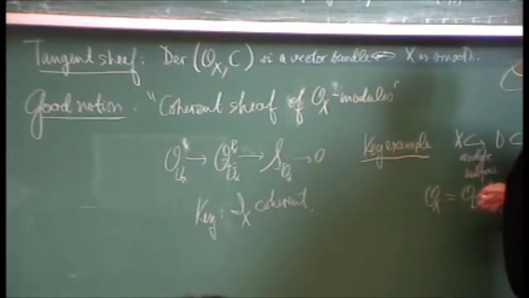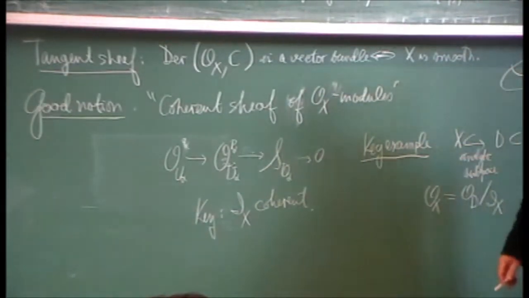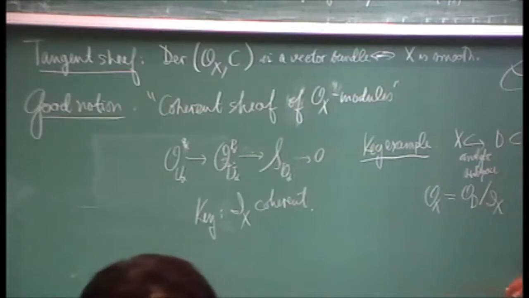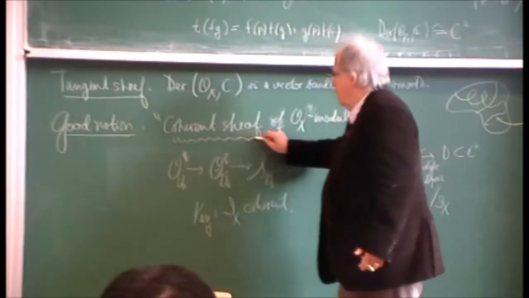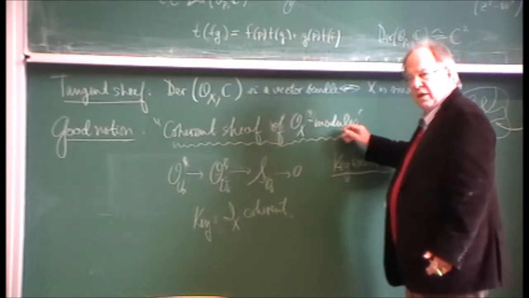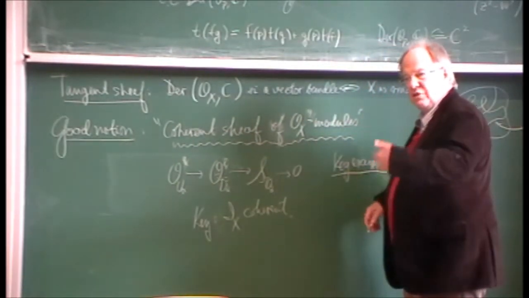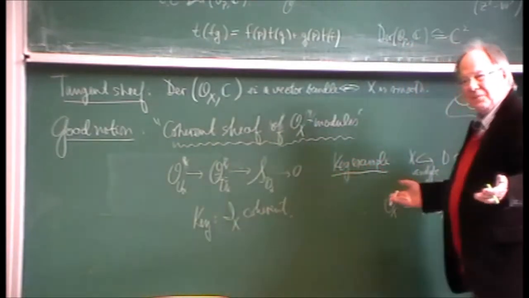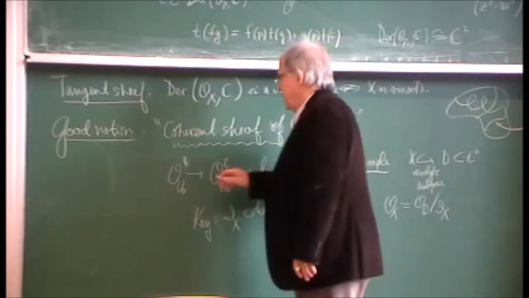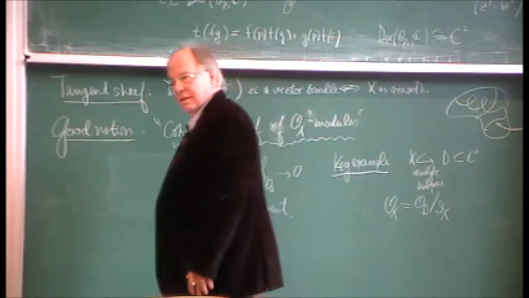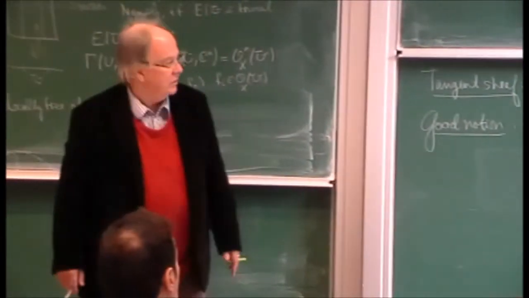So when you're making all this stuff, you don't leave the category of coherent sheaves, but you leave the category of vector bundles. What happens if it's a finitely generated module? And what does it mean that the ideal is coherent? I just wrote the definition. It's an O module, finitely generated, and the relations are finitely generated, and so on. You have to prove all that. That's a serious theorem.